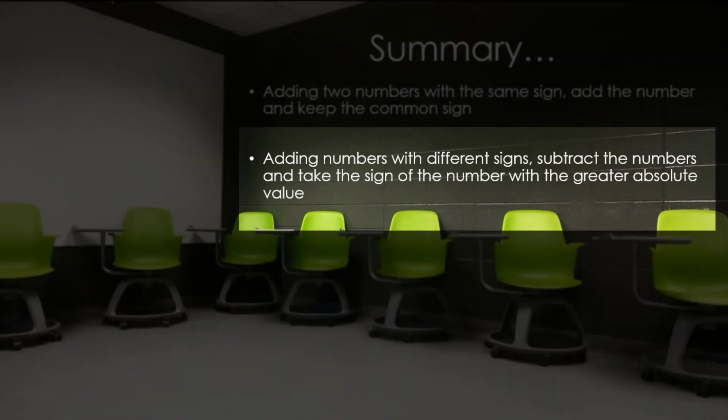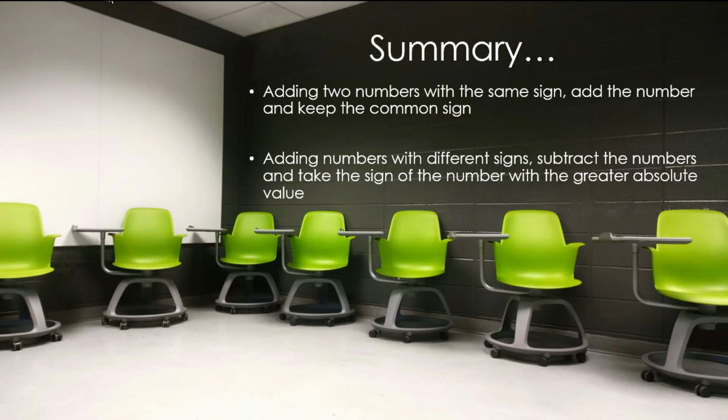Now if I'm adding two numbers with different signs, the first one I'm going to look at, and again I'm just making up a problem here, let's just do, I don't know, -6 plus 10. Or we could even say, I don't know, 9 plus -15. So if you add numbers with different signs, subtract the numbers. So -6 plus 10. If you subtract 10 minus 6, you get 4. And then you're going to take the sign of the number with the greater absolute value. Since 10 has a bigger absolute value than 6, the answer here would be +4.